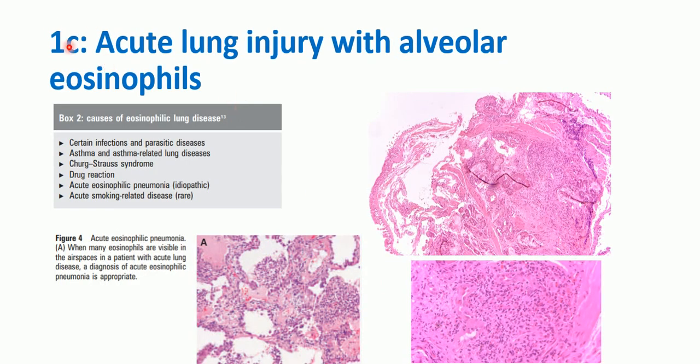And the next pattern is 1C pattern with alveolar eosinophils. Now, eosinophils are also a common presentation in acute lung injury, and the different causes of eosinophilic lung disease include infections, asthma, Churg-Strauss syndrome, and various drug reactions. So this is a lung biopsy, and on the high power, you can appreciate a lot of eosinophils in this.